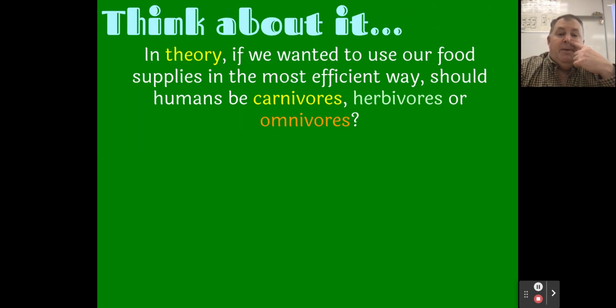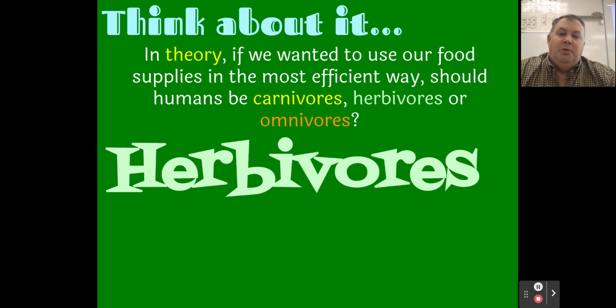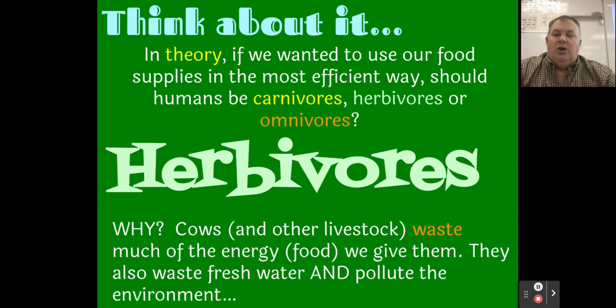So if we really think about it, if we wanted to use our food supplies in the most efficient way, should humans be carnivores, herbivores, or omnivores? Really, the simple answer is we should be herbivores. If we think about cows and other livestock, they produce a lot of waste. A lot of the energy that we're getting from that food, we give to them, and they're producing waste products and a lot of heat. So the water and other things that are going to be affected and polluted as a result of that in the environment are very numerous.